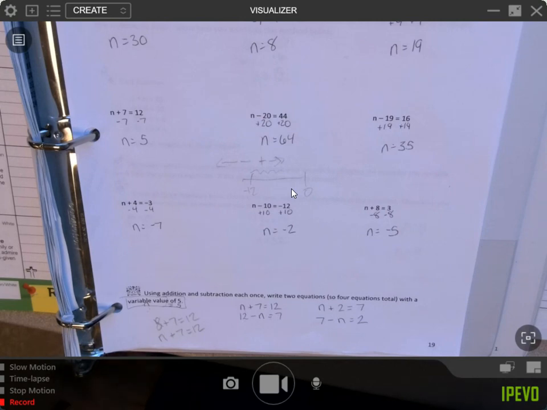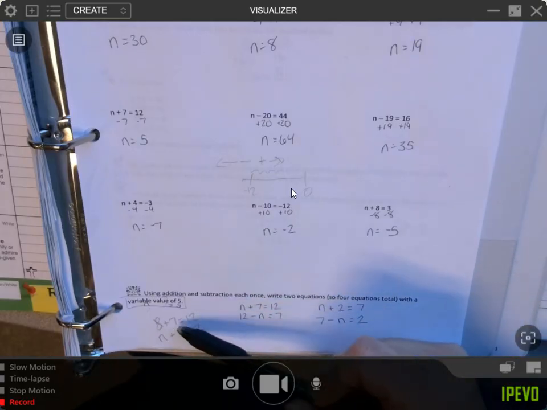I know we did one together as a class. I think it was 6 plus n equals 11, 11 minus n equals 6, if I remember right. I think that's the one I used as the example. What did you do, Adeline? Yeah, so that would be the 11 minus n equals 6. So you took that 5 out and you put the variable in for it.